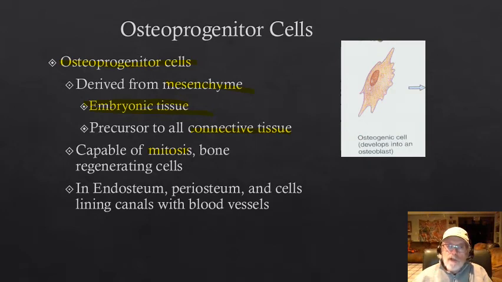So these osteoprogenitor cells are embryonic cells that have no direction at that time until they're told what to do, and then all of a sudden they start to become bone cells. They differentiate, or develop, or progress to become more different, to become bone cells, and until that point, basically, they can divide. Once they start to head down that road, they can't divide. And again, these osteoprogenitor cells are in the endosteum, the periosteum, and cells lining various canals inside bone that have blood vessels. We'll talk about that in a little bit when we talk about the deeper structure of bone, okay?